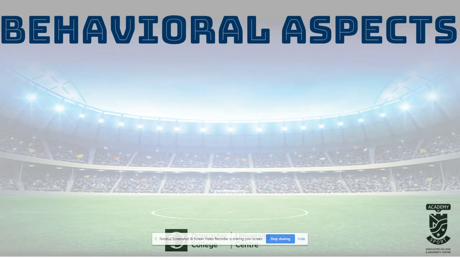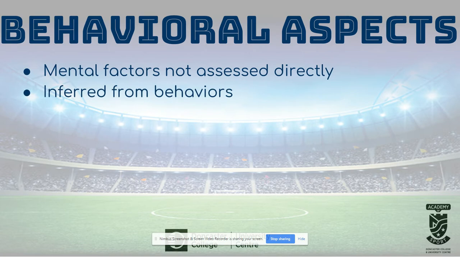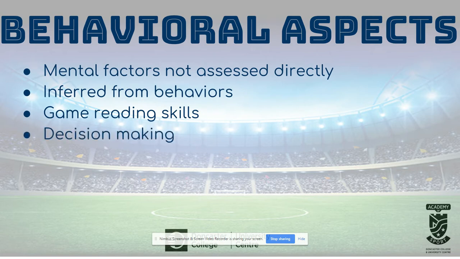We have behavioural aspects. So these are the mental factors. Obviously, we cannot directly assess those in a game. We can't see how somebody is feeling, but we can see how people are behaving, so it's inferred from people's behaviours. Things like game reading skills and decision making. So if there's something happening in the back play that this player should have read, have they read it, or have they missed it, or have they made the wrong decision several times? Have they chosen not to cross when they should have been crossing several times?